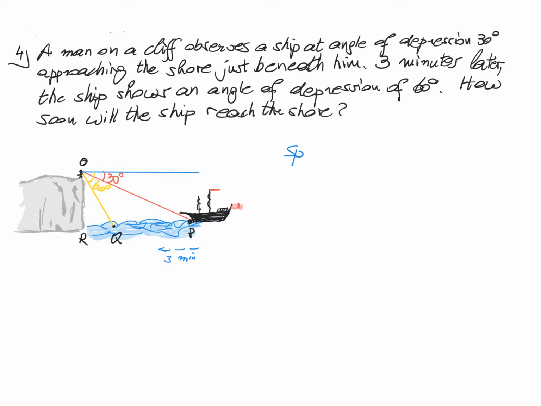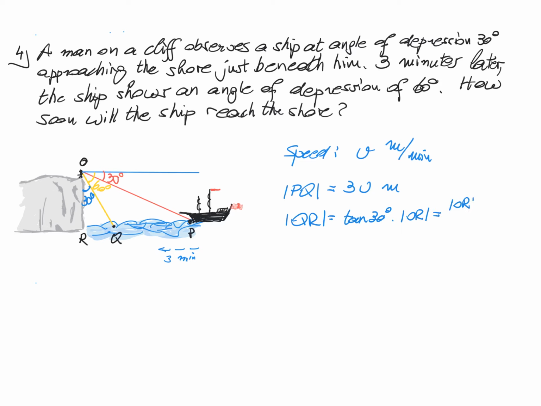Denote the speed of the ship by V meter per minute. Then we know that the distance traveled from P to Q is 3 times V meters. By looking at the triangle ORQ, we can see that this angle is 30 degrees, and thus the distance QR is the tangent of 30 degrees times the height of the cliff, which is OR. So it is OR divided by the square root of 3.